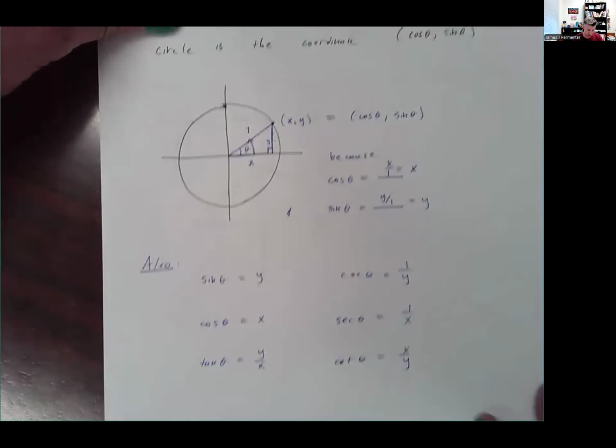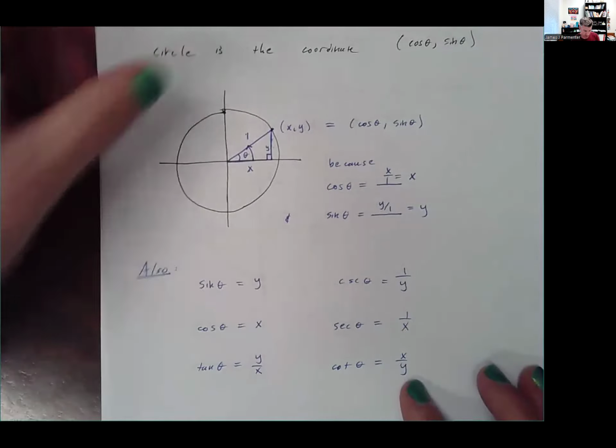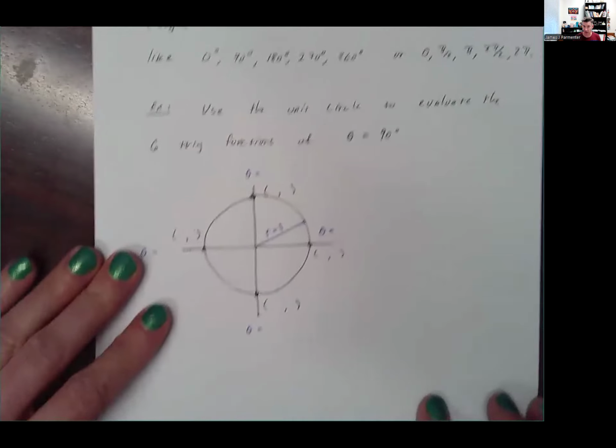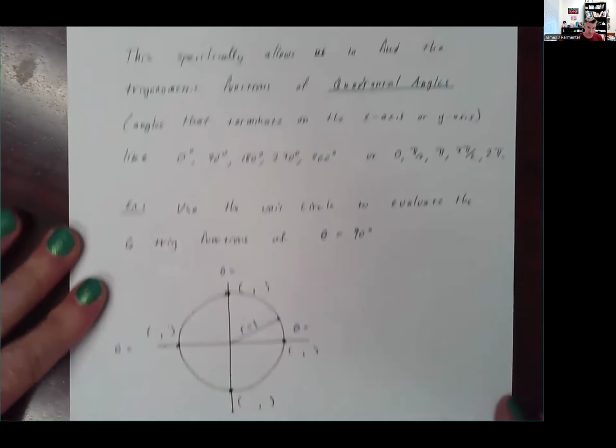All right, so what we're going to do with this is we're going to say, well, great, that's true for any point on the circle. We were doing that kind of in the last class where we were drawing the triangles in different quadrants, but there's actually a very specific reason we want to think about this.